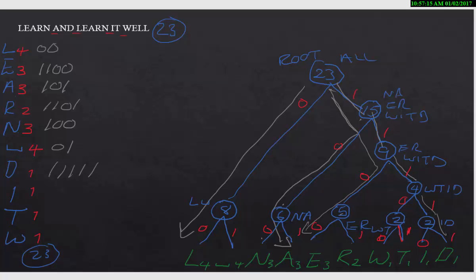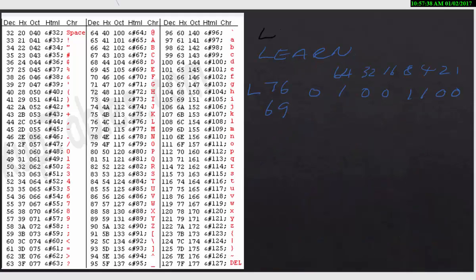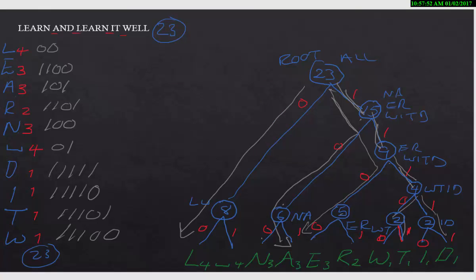And for an I, it's all of the ones, but the last one is a 0. And for the T, it's 11101. And for the W, it's 11100. These are the codes for representing each of the letters as opposed to the 8-bit ASCII. So it's actually 7 bits for the letters, but the first one is 0. So the actual codes have been given now.